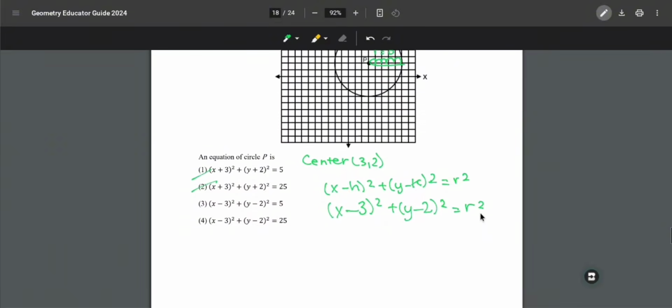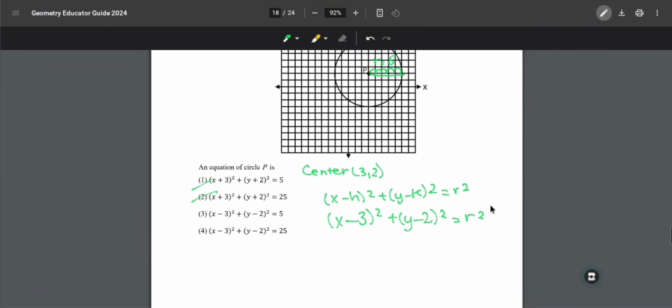Does that mean that that's what my equation is equal to? No, because recall that our equation says r squared. So my r is 5. I'm going to square it to get 25. So my equation is x minus 3 squared plus y minus 2 squared equals 25. That is going to be answer choice 4.